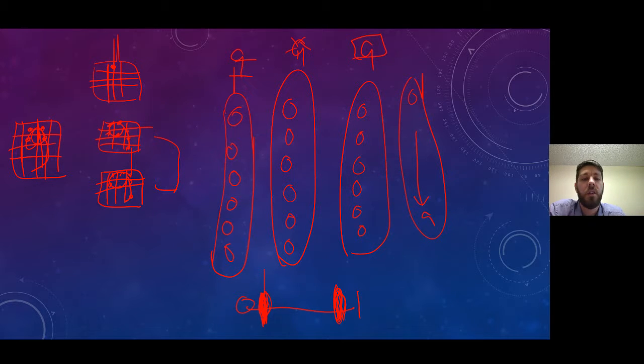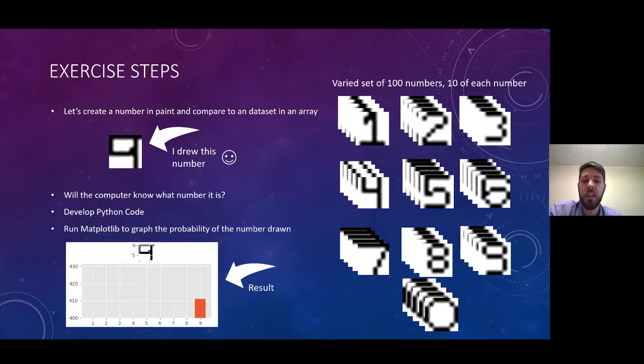So that's a neural network in machine learning, and it's just more advanced and complex than what we're going to show. So let's go on to the example.